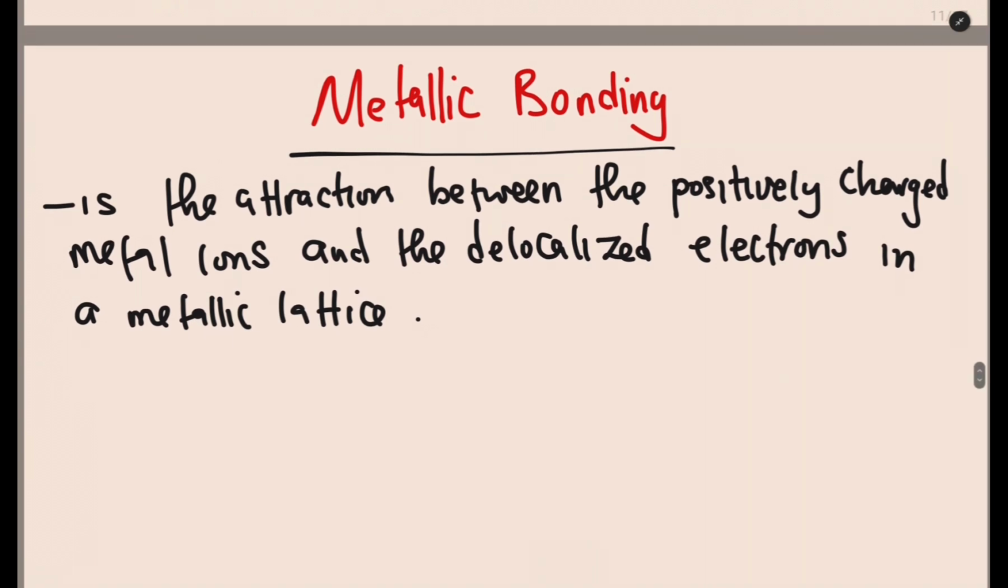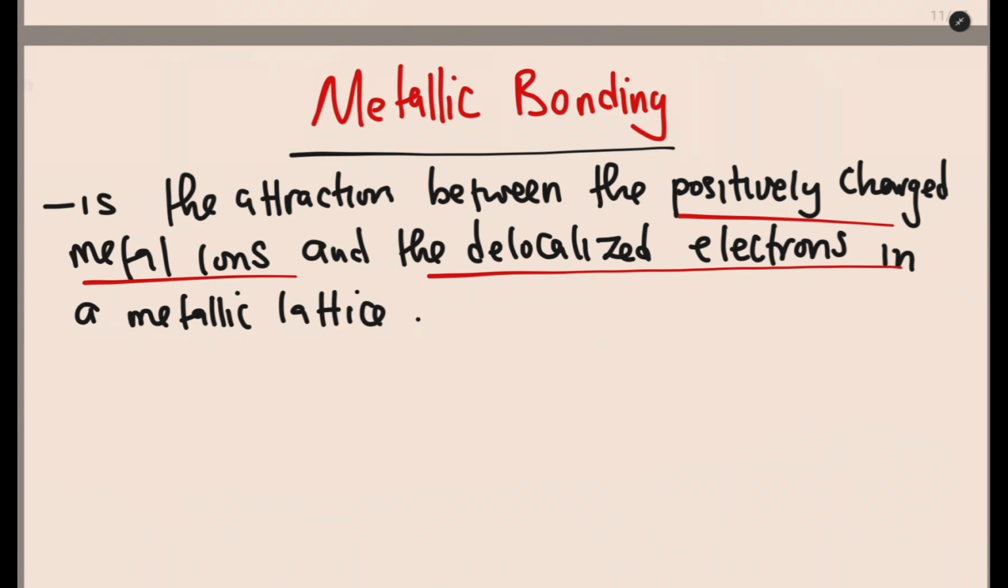So metallic bonding, what is it? Even if this is the shortest part, it does come in an exam. So metallic bond, very important to know, is the attraction between positively charged ions of metals and the delocalized electrons within a metallic lattice.